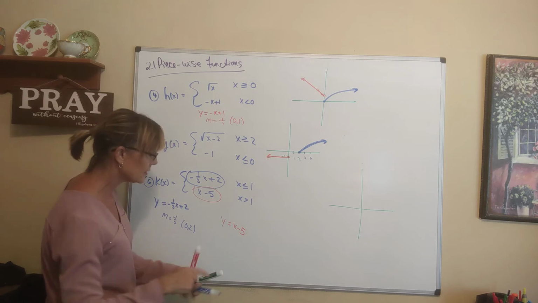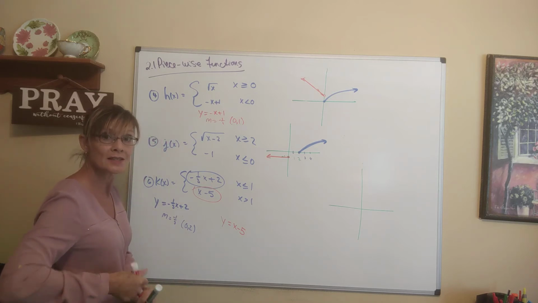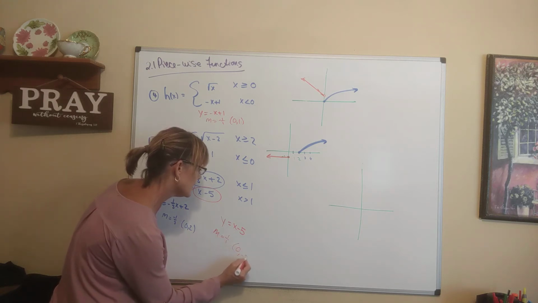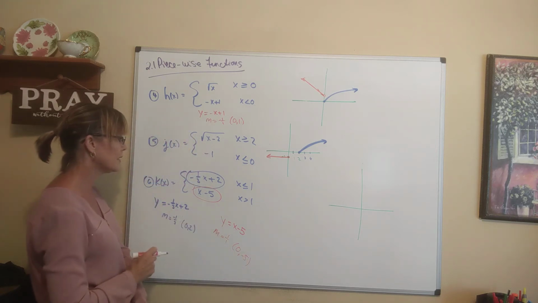And the y-intercept is 2, okay? Look at the red line. That is also a line, y equals mx plus b. The slope is 1. The y-intercept is negative 5. Okay, these are the two pieces.